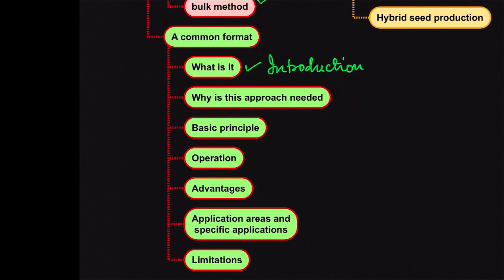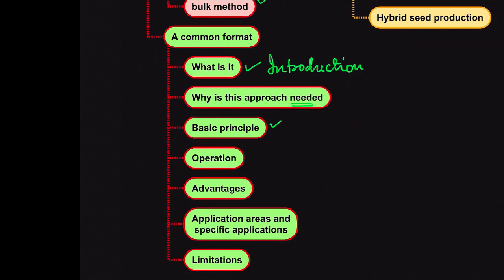Second, under what conditions you need bulk method. So here you will be dealing with the need part. Third, the basic principle of bulk method. Each method of plant breeding has its root in some genetic principle, more importantly, within the principles of transmission genetics. So, what is the basic genetic principle on which this particular method is based?